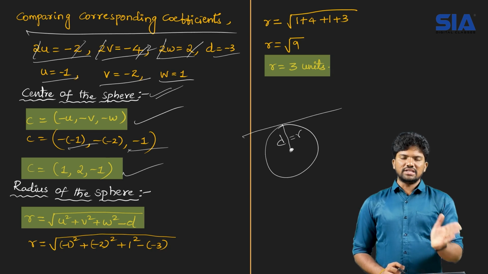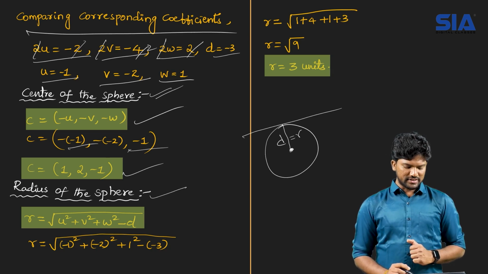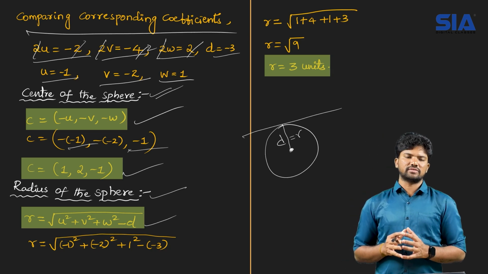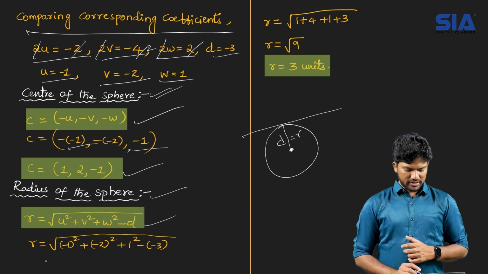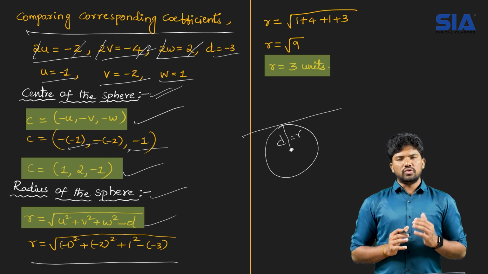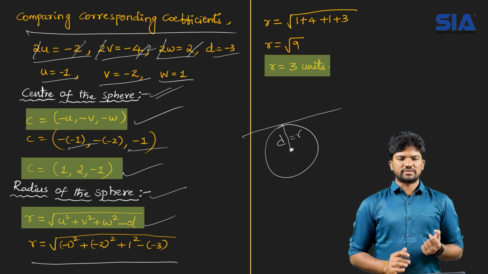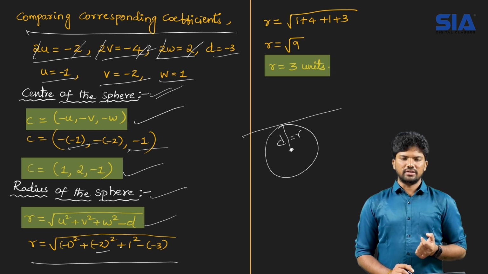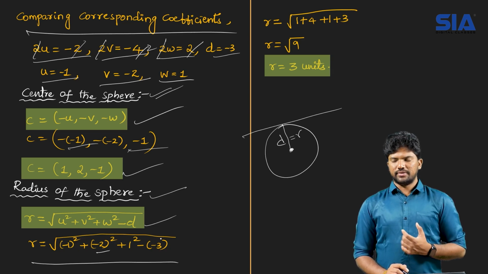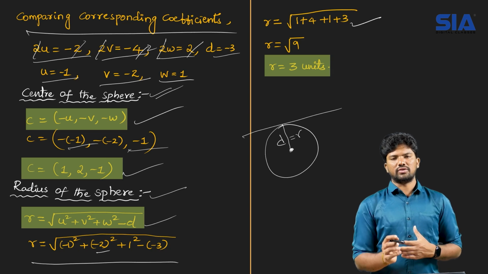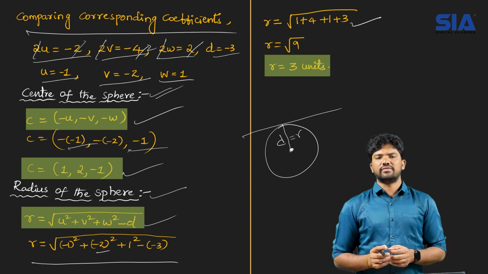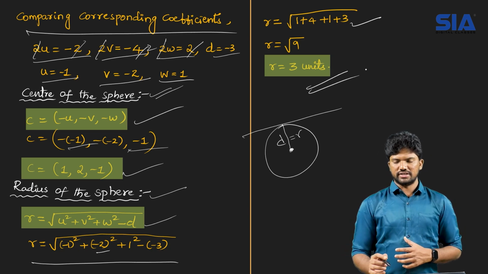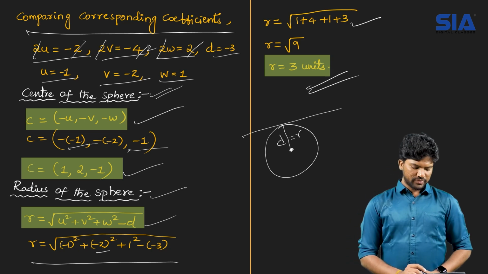Similarly we also need the radius, so find the radius of the sphere. Small r is equal to under root of u square plus v square plus w square minus d, that is the formula. So r is equal to under root of minus 1 whole square plus minus 2 whole square plus 1 square minus of minus 3, so under root of 1 plus 4 plus 1 plus 3, which is root 9, equal to 3 units. The radius of the given sphere is 3 units.